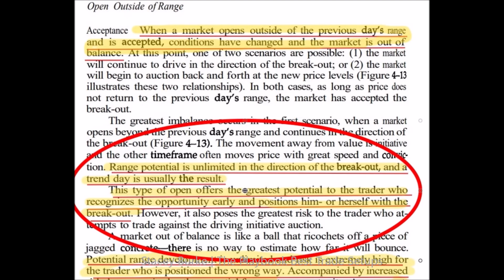So coming back to Dalton and market profile, remembering when a market opens outside of a range or closes outside of the previous day's range and is accepted, conditions have changed and the market is out of balance. Now, at this point, it creates an opportunity that the market could continue to auction in the direction of the breakout, or it may fail at some point and give us an opportunity for a parabolic trade setup in one of the 3 sessions.